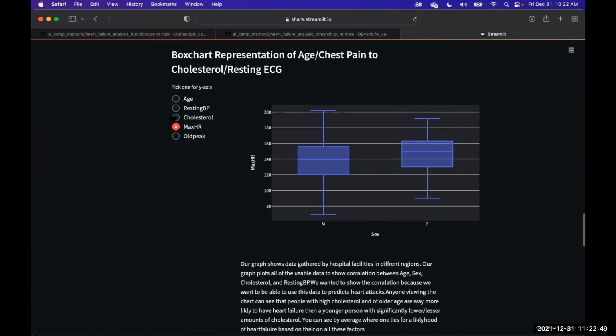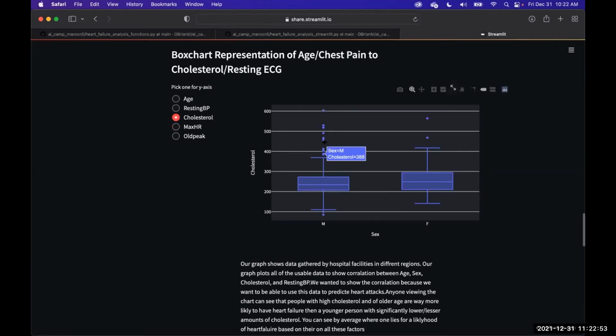Cholesterol, go to that one. Let's say a 55-year-old man, and you have, let's say, 300 cholesterol. That would keep you inside of the box, which means you are less likely to have heart disease.